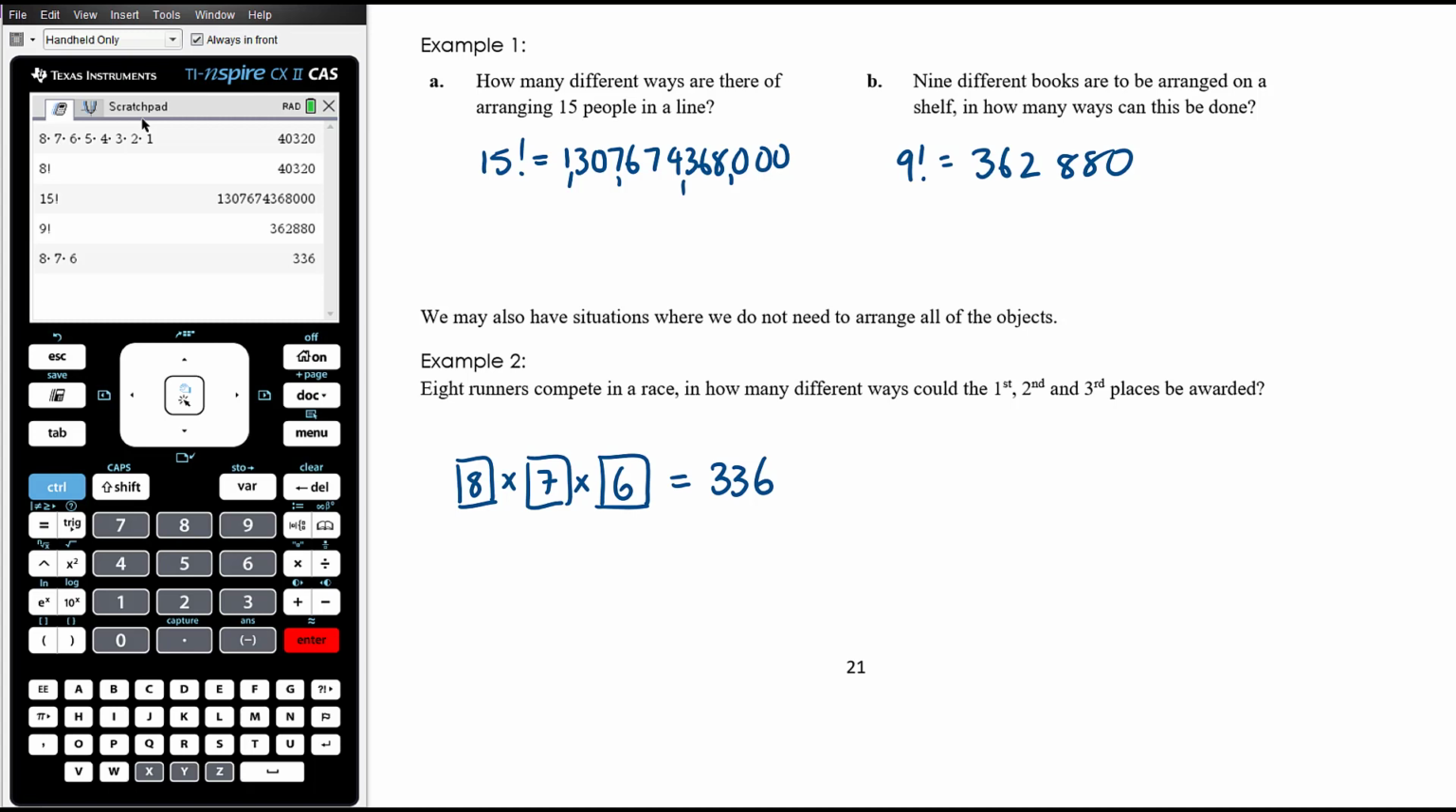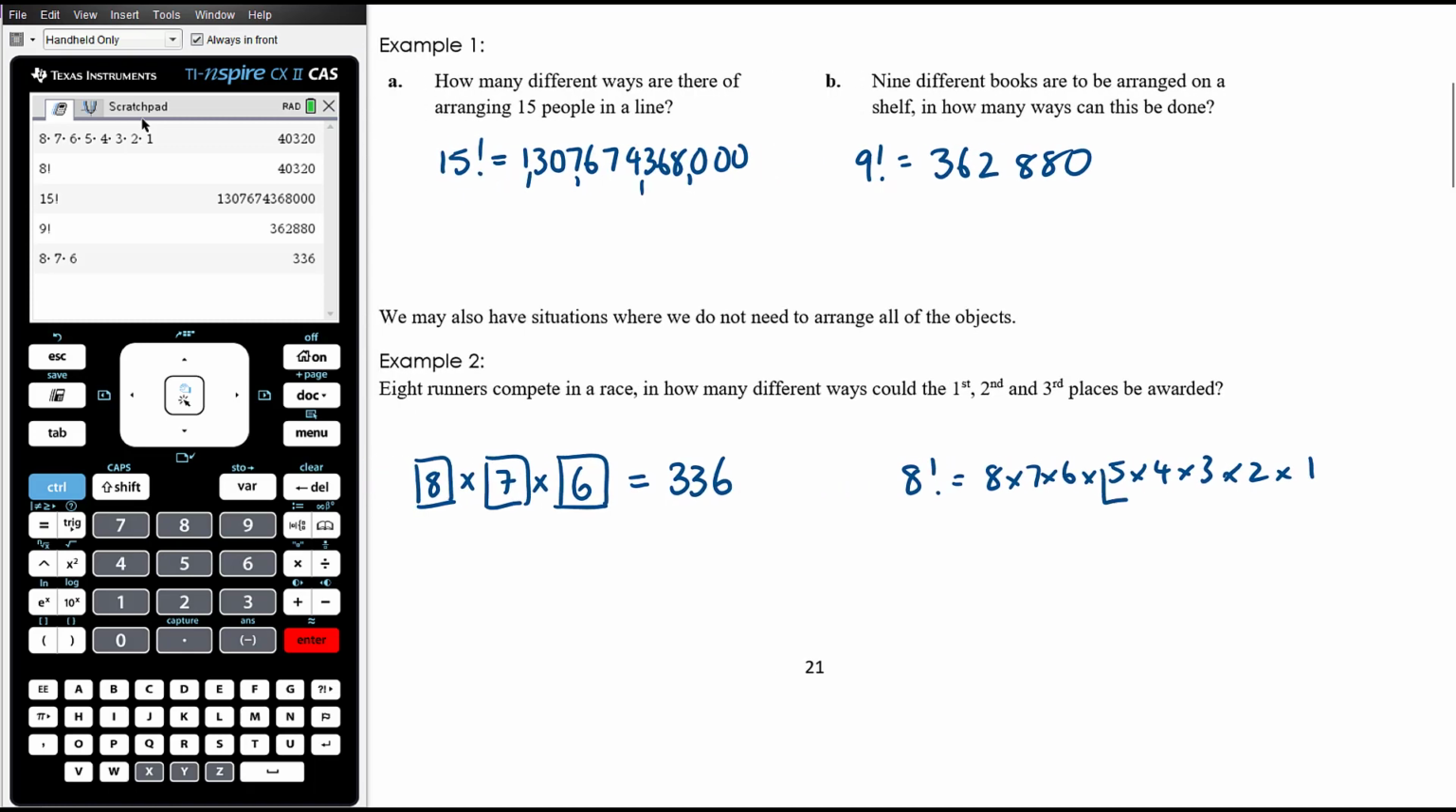So I want to think a bit about how we can write this using factorials. Personally, if I was just answering this question, this is exactly what I would write and exactly how I would do it. But I just want to formulate a way of expressing this as factorials. So 8 times 7 times 6 is the beginning of 8 factorial. Okay, so let's think about that. So 8 factorial, we know is 8 times 7 times 6 times 5 times 4 times 3 times 2 times 1. Now, we don't want this bit.